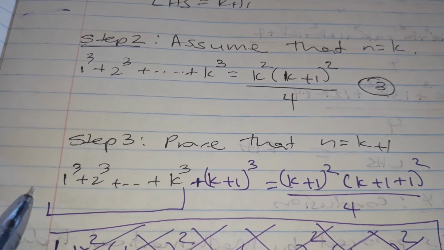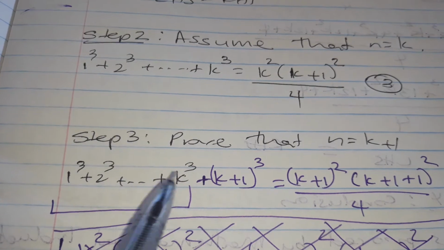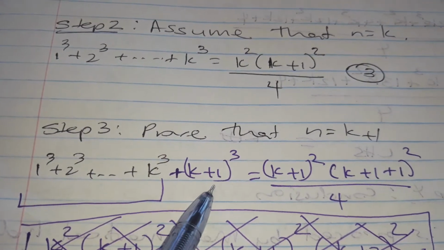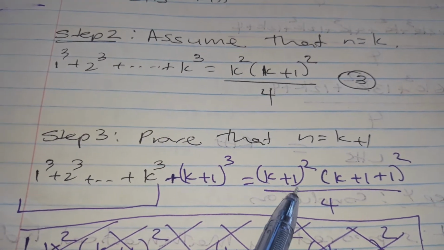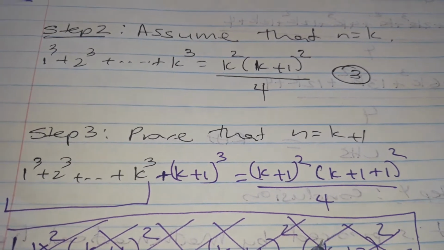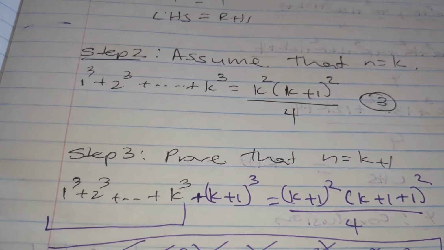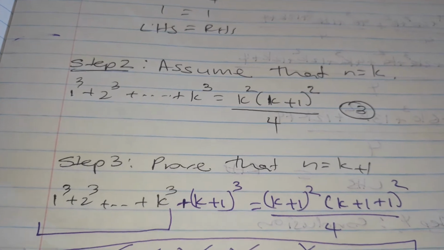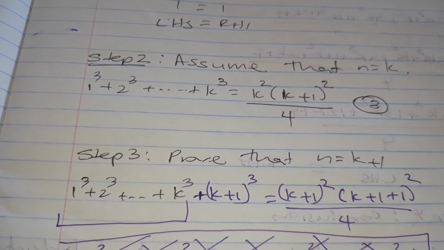So the one in black is from your step 3. And this is what I have done. k plus 1. And on this side too, k plus 1 squared, k plus 1 squared divided by 4. Right? Now, we have substituted it. Now, we are going to be simplifying.